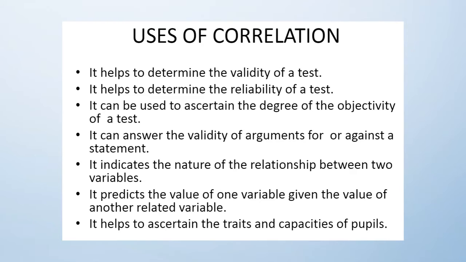It predicts the value of one variable given the value of another related variable. It helps to ascertain the traits and the capacities of a pupil. These are the uses of correlation.